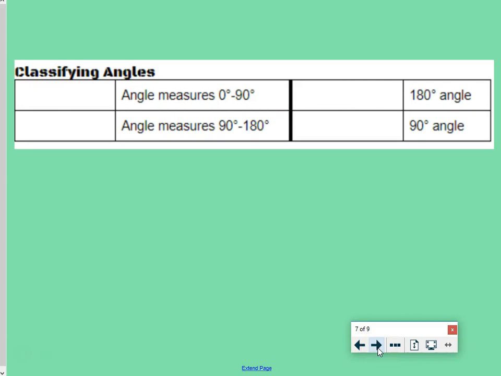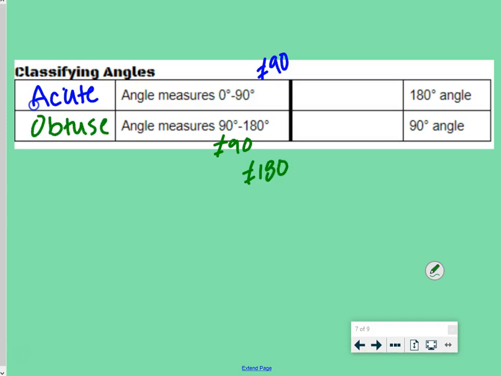Classifying angles. An angle which measures 0 to 90 degrees would be acute. It cannot equal 90. An angle that measures between 90 and 180, which cannot equal 90 and cannot equal 180, but can be in between those, would be obtuse. A 180 degree angle is a straight angle. And a 90 degree angle is a right angle.